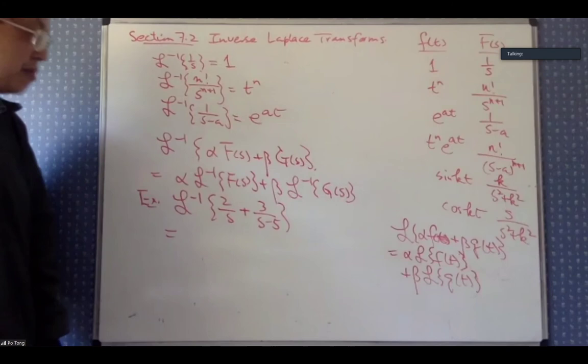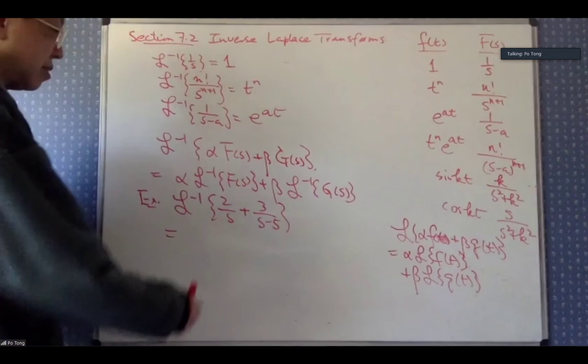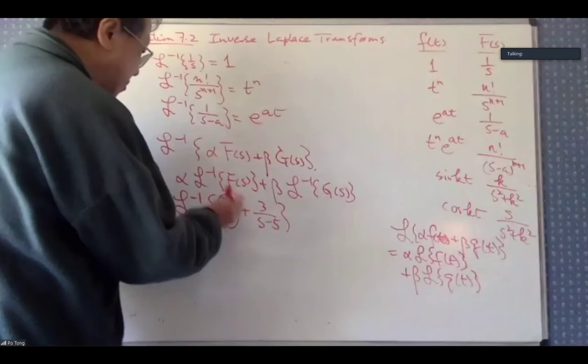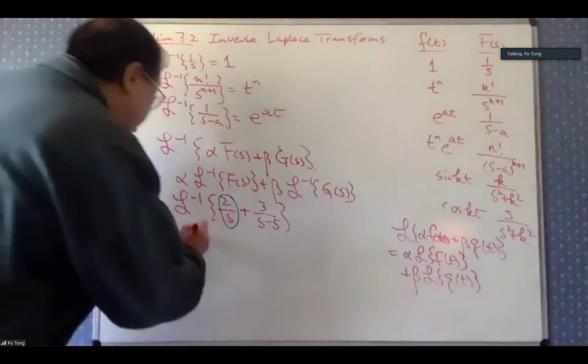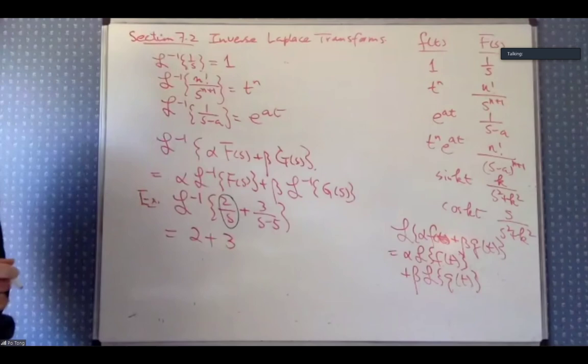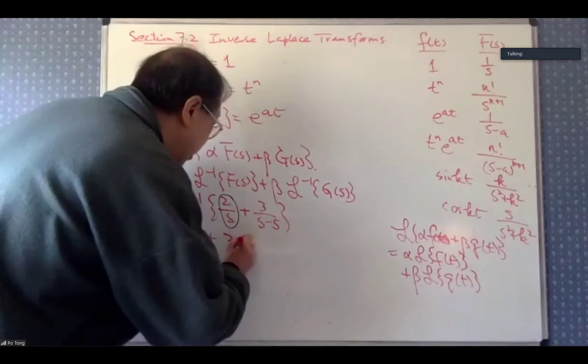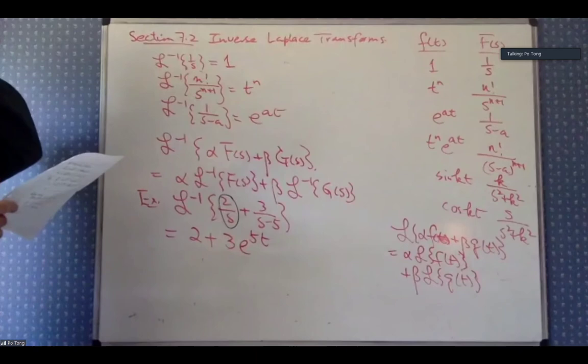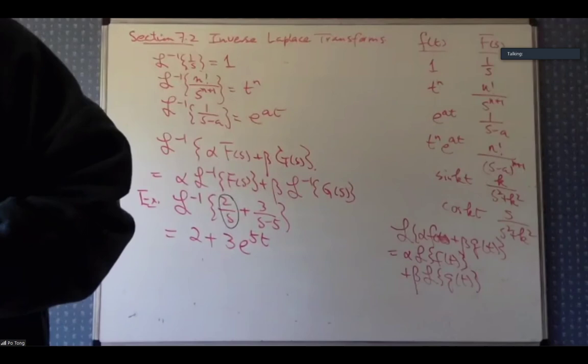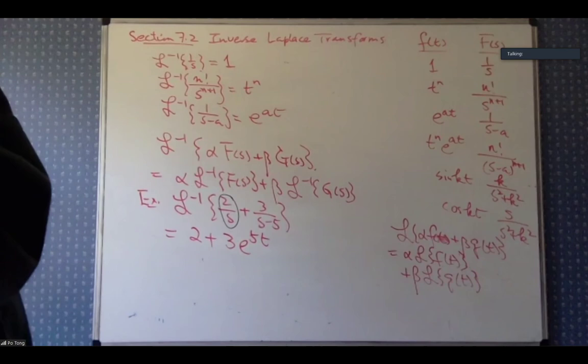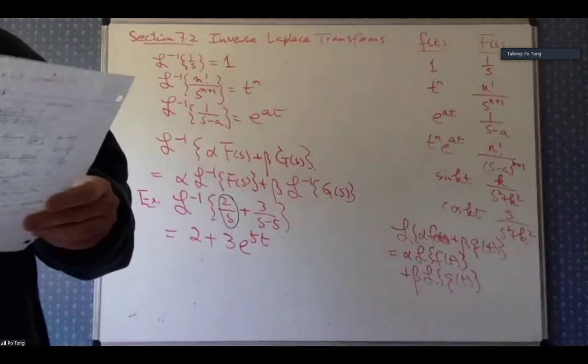So the inverse transform of this guy will be what? What's the inverse transform of this part? 2 over s will be 2. Plus 3 times e to the power 5t. Okay. Very good. We'll do some more examples, okay?